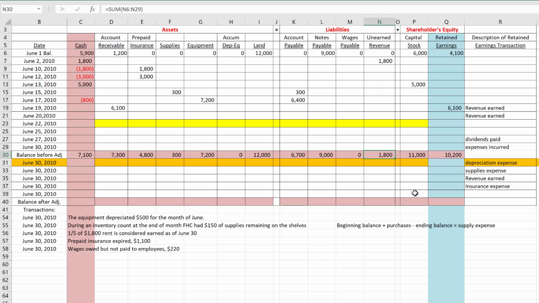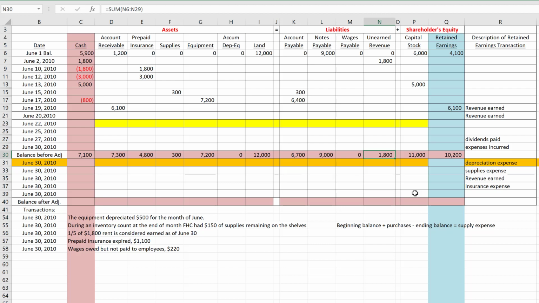We talked about this concept of unearned revenue. That is $1,800. The unearned revenue, if you recall, was when a person actually paid the organization, paid family health care in advance for the use of the land for the next 5 months.